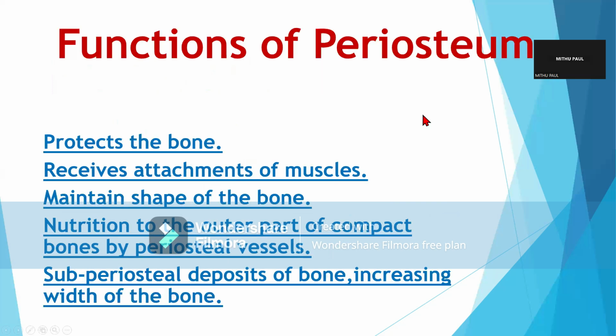to increase the bone in girth. So the functions of the periosteum are, first of all, it gives protection to the bone, as it is lying on the outer side. It receives attachment of the muscles. It maintains the shape of the bone. Nutrition to the outer part of the compact bones is by periosteal vessels, and subperiosteal deposits of bone increase the width or the girth of the bone.